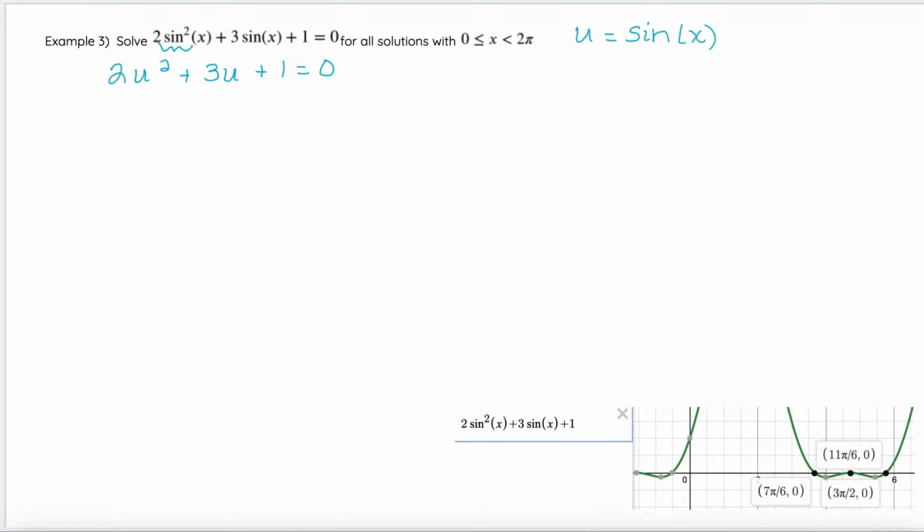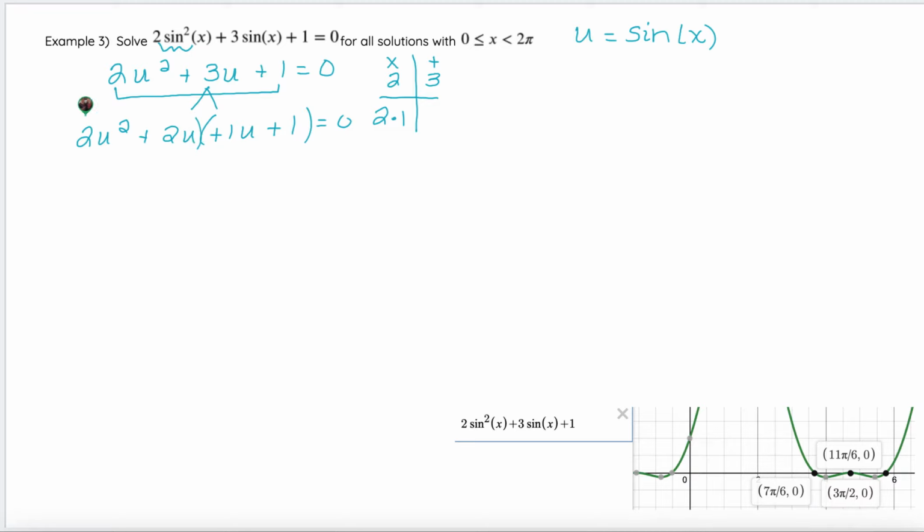I have a number in front of my u squared, so I need to use the AC split method. So what multiplies to 2 and adds to 3? 2 times 1 should work just fine. And then splitting our middle term. So 2u squared plus 2u plus 1u plus 1.